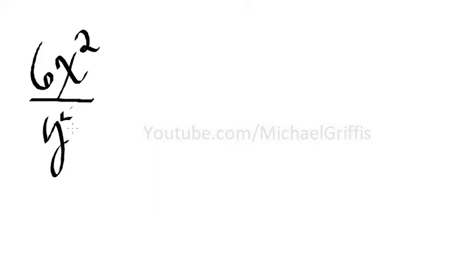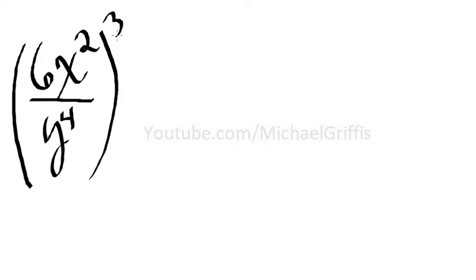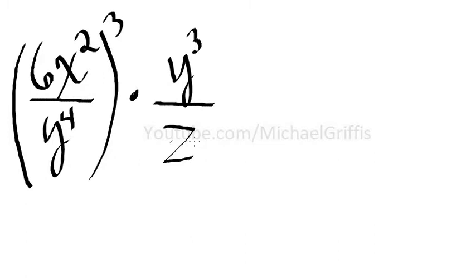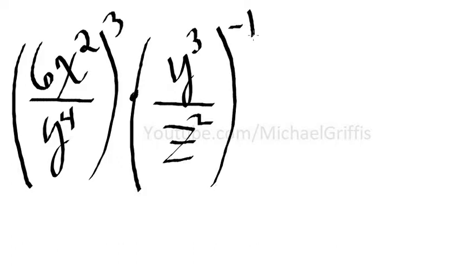Okay. Let's see, what else we got? We got 6x squared, y to the 4th, and the whole thing is raised to the 3rd power, times y cubed over z squared. And guess what? That's all raised to the -1. Oh my gosh. Okay.